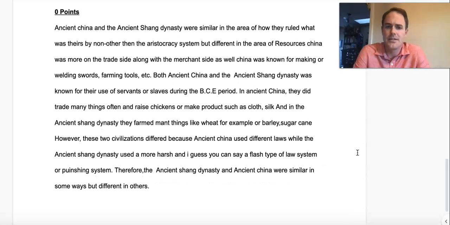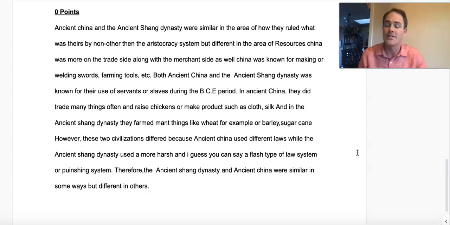Ancient China and the Shang dynasty were similar in the area of how they ruled what was theirs by none other than the aristocracy system, but different in the area of resources. So I felt bad for the student because here's an example of misreading the prompt and answering a different question. I didn't ask you to compare dynasties within a civilization. I asked you to compare two different civilizations. And so when you answer a different question and when your response is not related at all to the prompt, I can't give you any points.